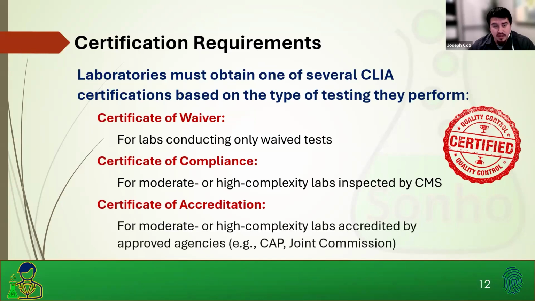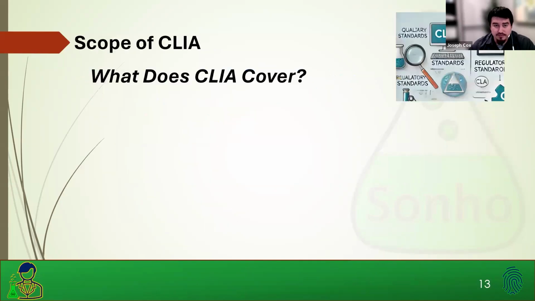Or a certificate of accreditation. This is the same for moderate or high complexity labs, but these are accredited by approved agencies. So another accreditation body will be doing the accreditation, for example, CAP or Joint Commission or COLA. So these are the main types of certificates you'll be seeing as a lab director. There are other ones, but typically those do not require a lab director. So these are the ones specifically highlighted here because they require a lab director on the CLIA certificate.